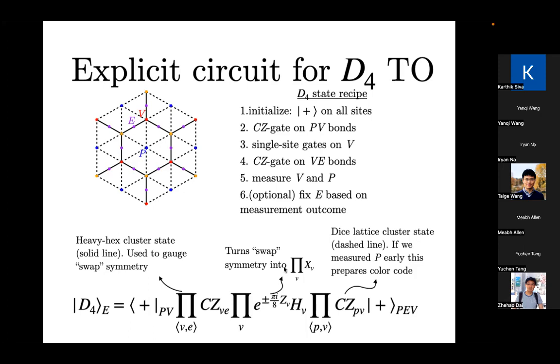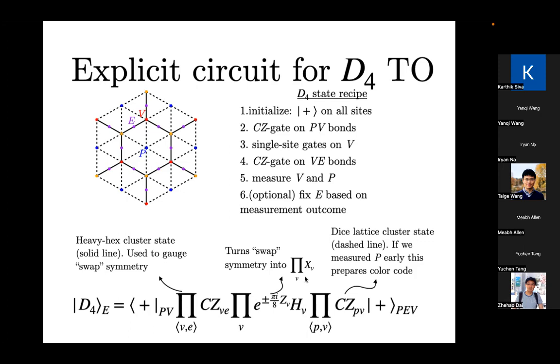Now, what I next do is a single site rotation that turns out to be some derotation and some Hadamard. Basically it turns the so-called swap symmetry into a prod X symmetry. Then once I have this symmetry, I know how to gauge it. I just do this cluster state entangler to go from the vertices to the edges, and then I gauge the symmetry.